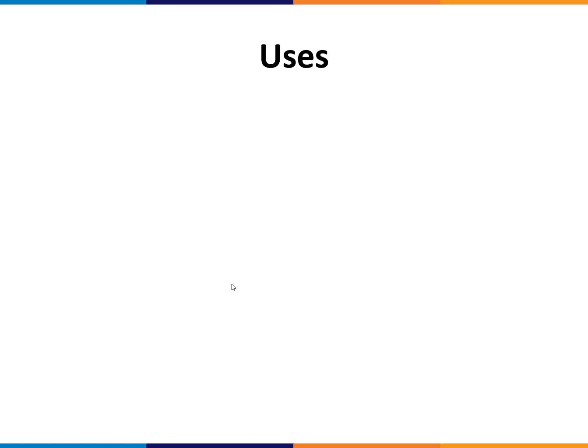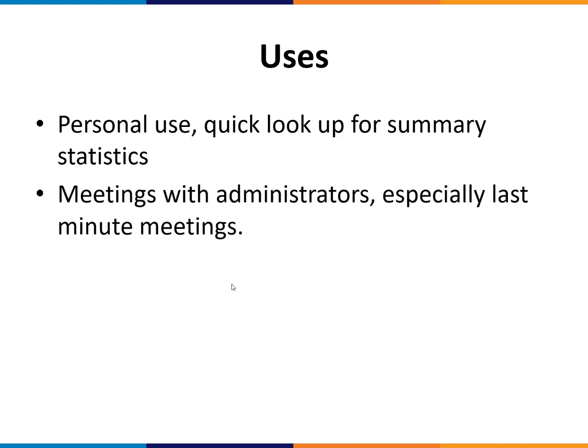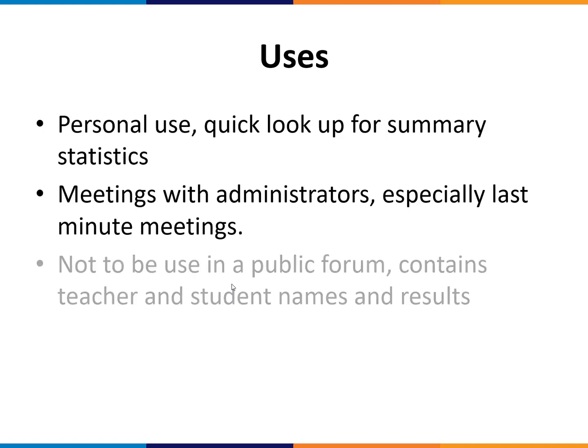So what can we use the student data summary for? Well, we can obviously use it for personal use, for a quick lookup of some summary statistics, but it also might be helpful to go into meetings with administrators, especially last-minute meetings where you don't have a chance to prepare any information. This can be a good report to just print off and bring into meetings and be able to talk a little data.